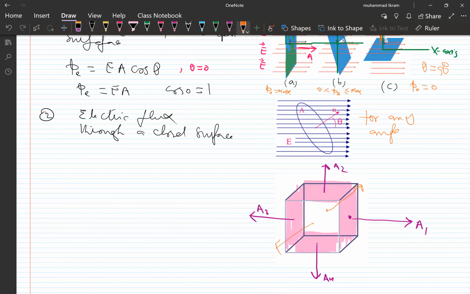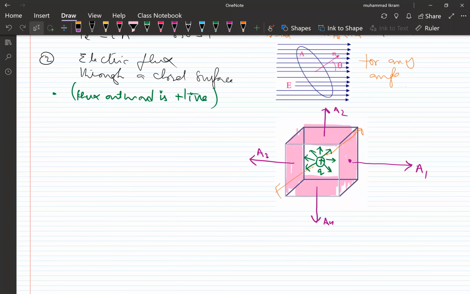Let us suppose, for example, that you have a positive charge that lies inside this. Then what will be the electric flux? So you see, look, this is the electric field intensity. You see that the flux is flowing outward. So an outward flux is taken as positive. Outward flux is positive when the surface encloses a charge.